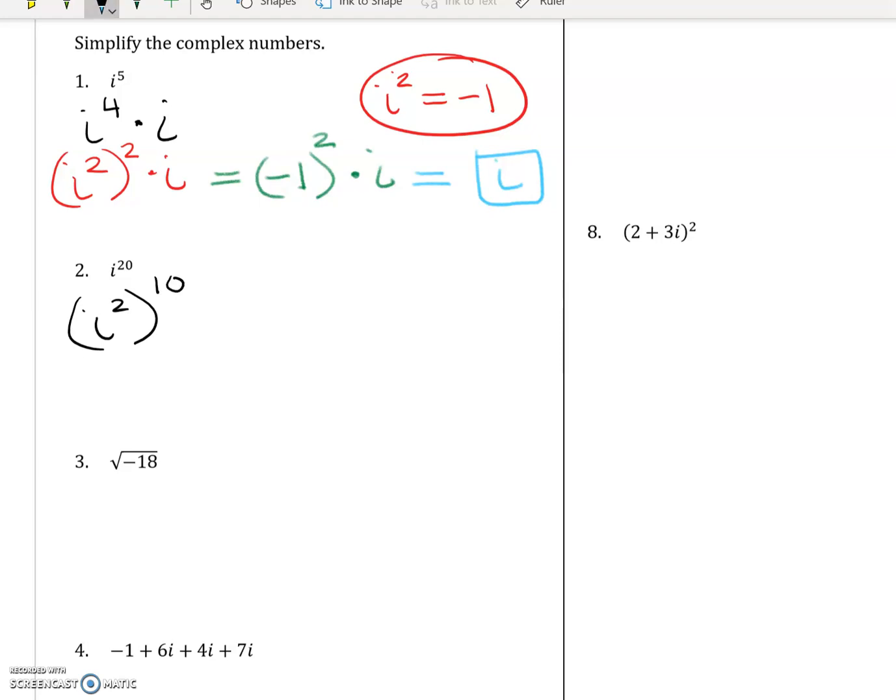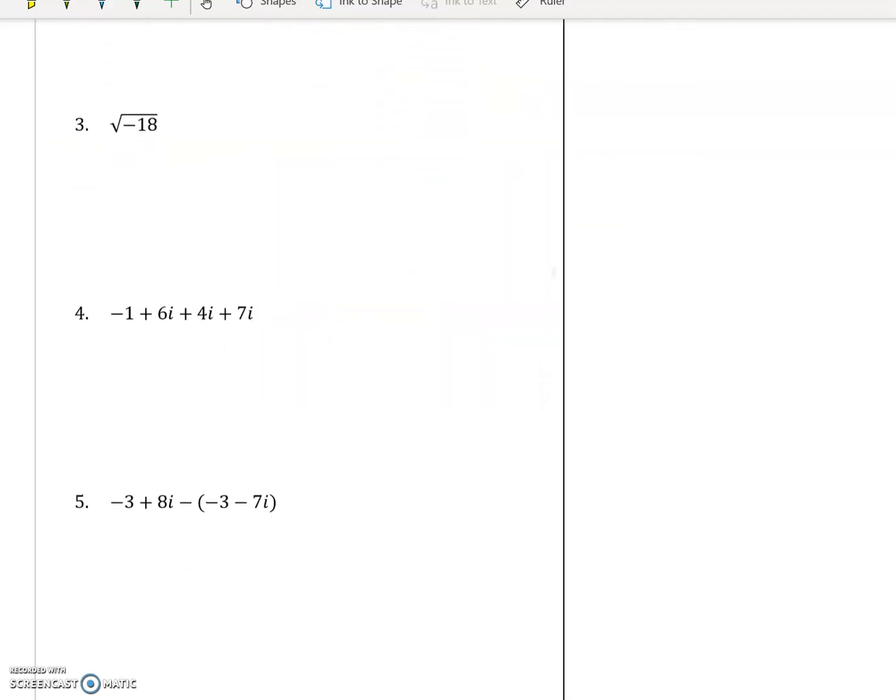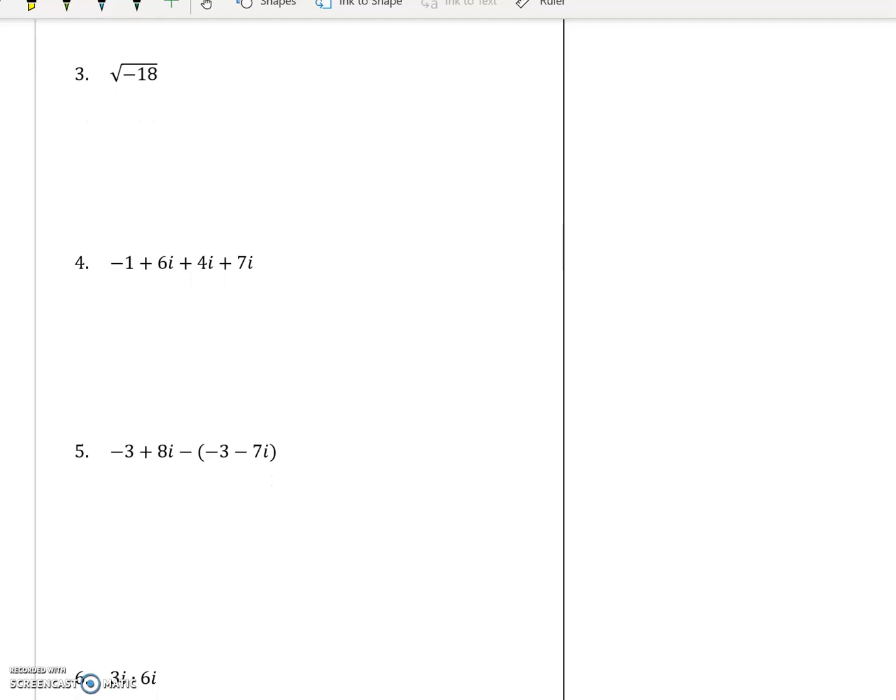Then you have i squared, which is -1 to the 10th. Any negative to an even power is just the number, so that's 1. There's your answer. Now when you have square roots with a negative, we've done this already, just do the square root. You can use your calculator if you want, which gives me 3 square root of 2. I'm just going to put an i because it's negative.